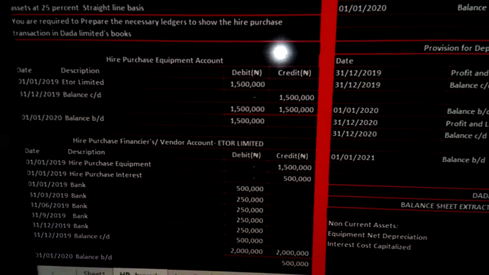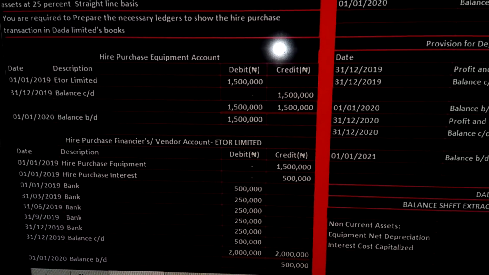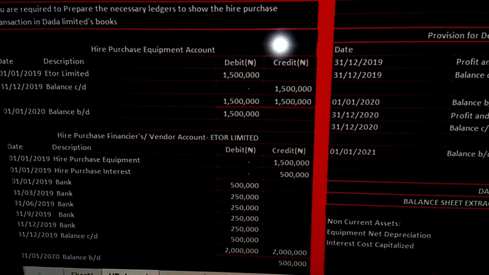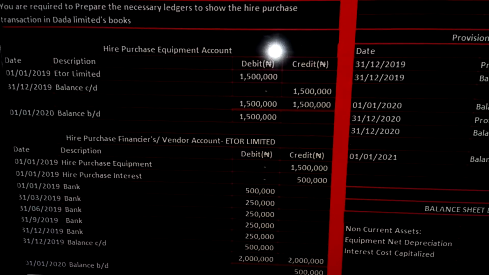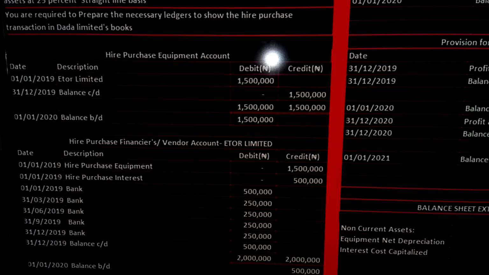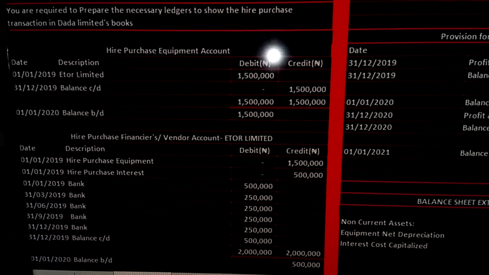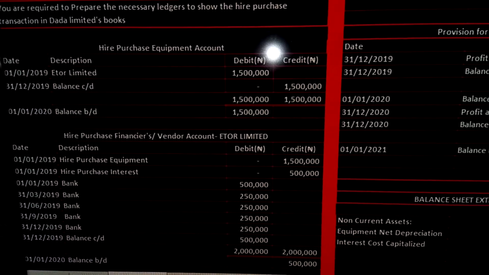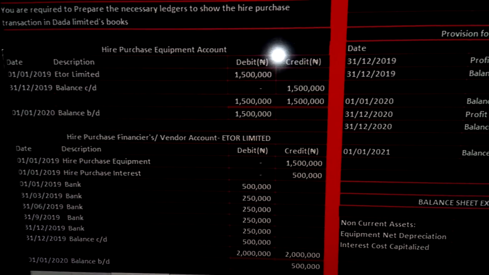So if you start on 1st of January, by 31st of March you should pay the first quarter. So that's what you do. The remaining amount, which is how much? 1.5 million. If you divide it by what? How many quarters? How many months? We have 3 months in one quarter.